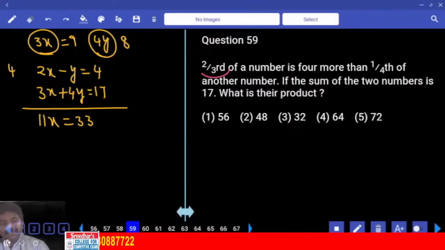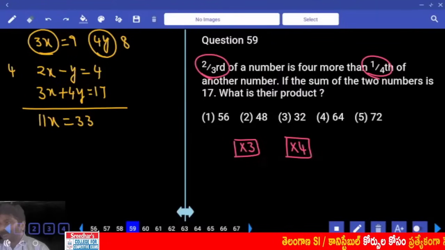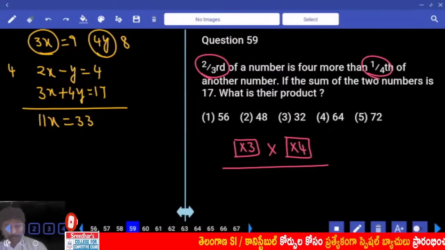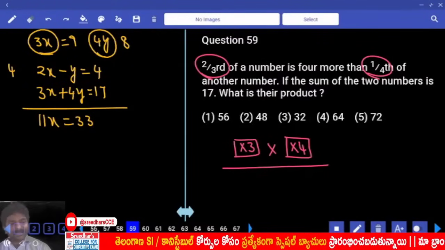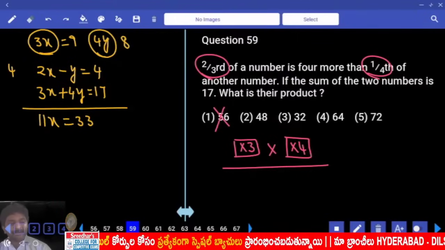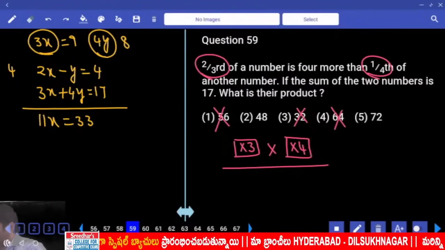As it is 2/3 of the number, one of our numbers is a multiple of 3. As you have 1/4, our number must be a multiple of 4. It should be the product of both the numbers, so the answer must be a multiple of 12. Right. Can it be the first option? Second, third, fourth, fifth, two possibilities are there.